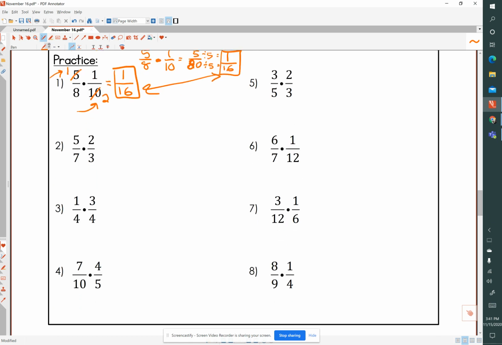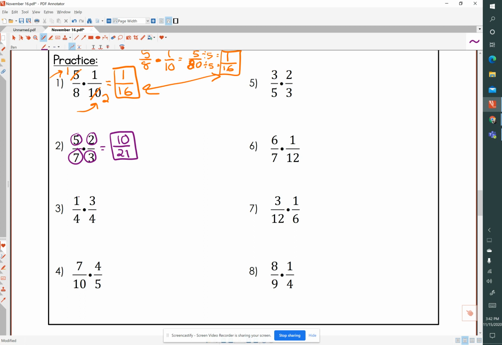Okay, number 2. So 5 and 3, there's no simplification. 7 and 2, no simplification. We just multiply across. 5 times 2 is 10. 7 times 3 is 21, and that cannot be simplified any further, so that's a final answer.